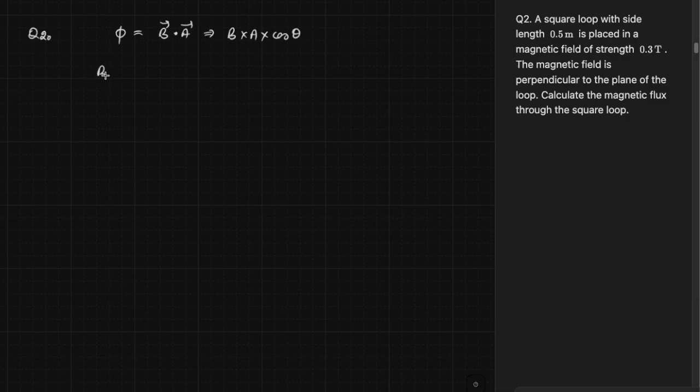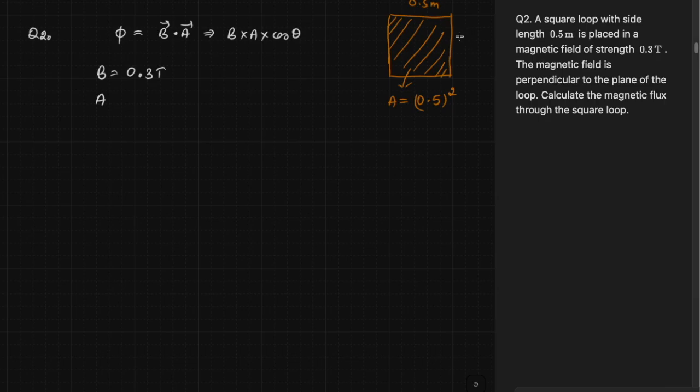So we will do what is given. Magnetic field is given, 0.3 Tesla. Area is given, but not directly. What they have given us is the side of a square. So a square will be like something like this, and one of the sides is given, which is 0.5 meter. In a square, every side is equal, so we can calculate this area. Area of the square will be side square. That is the formula for calculating the area of the square. So it will be 0.5 squared. So the area of the square is just the side square.